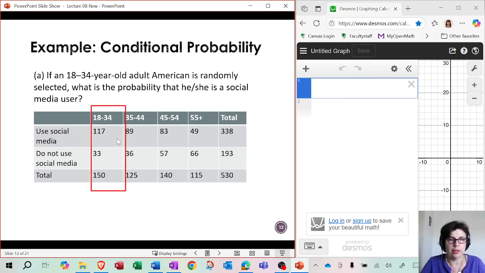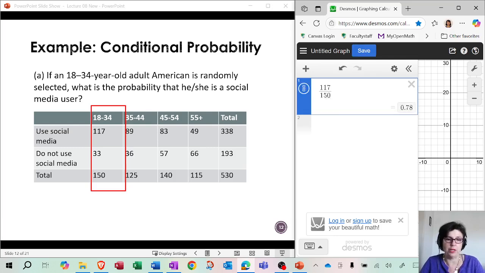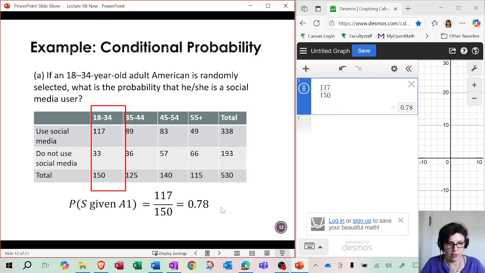So now you're cutting down your universe to just those people in the first age group, 18 to 34, and then looking at how many of them are social media users. Well, that would be 117, but again, this time we're not dividing by the grand total, we're not dividing by 530, we're dividing by the total in the condition. So that would be 0.78.